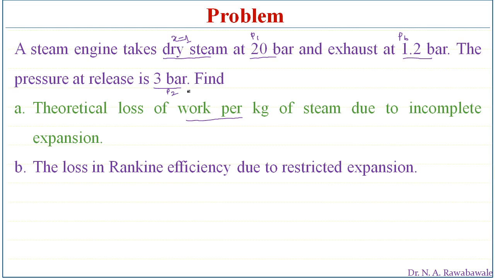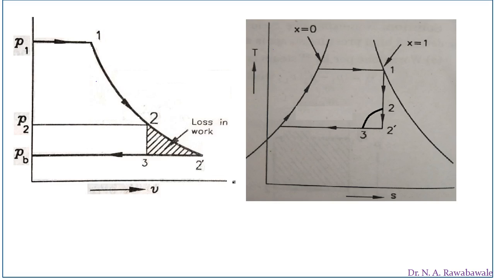So there is incomplete expansion in the modified Rankine cycle. Due to incomplete expansion, some work is lost. So how much work is lost theoretically due to the modification in the Rankine cycle, and the loss in Rankine efficiency due to restricted expansion. Depending on that work loss, we want to find the efficiency loss due to the modification in the Rankine cycle. Now let us see the Rankine cycle.